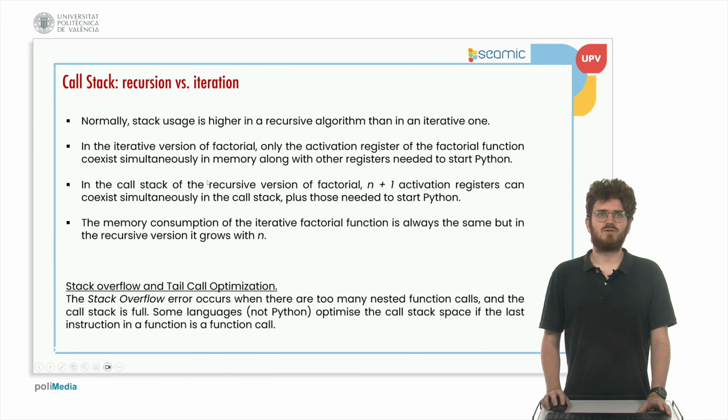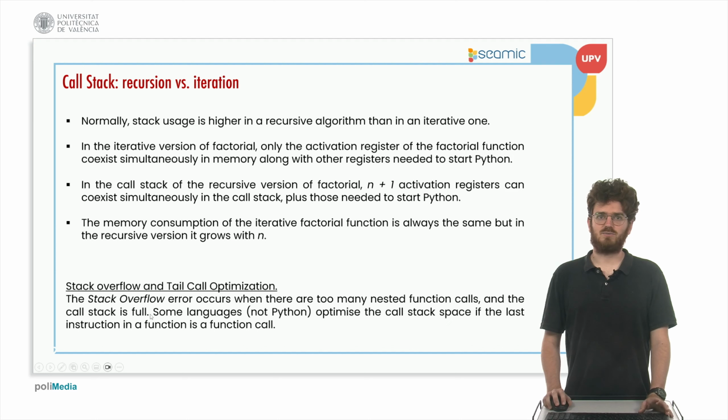If you use recursion, you're going to use much more elements in the call stack than if you use an iterative algorithm. So most algorithms can be implemented in a recursive or in an iterative way, and in both cases you will compute the same value. But if you use the recursive version, you will use n+1 activation registers in linear recursive algorithms. And then you would need to account for that memory consumption. If you go over this memory consumption limit, then you have a problem, because you will see the stack overflow error, as we mentioned before.